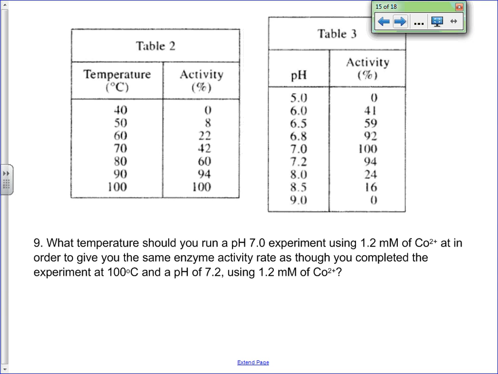You should start actually at the end in this case, where it says you're trying to find the same rate as. So you're trying to find the same enzyme activity as though you completed the experiment at 100 degrees Celsius, pH of 7.2, and 1.2 millimolar cobalt. Where would you find that? You don't have to combine multiple ones, you only have to find it once. Where is the number that has 100 degrees Celsius, a pH of 7.2, and 1.2 millimolars of cobalt?